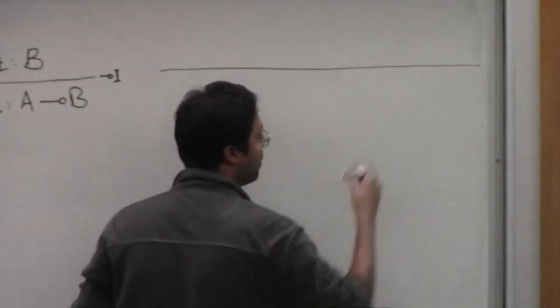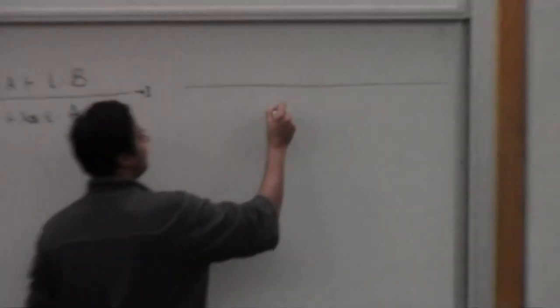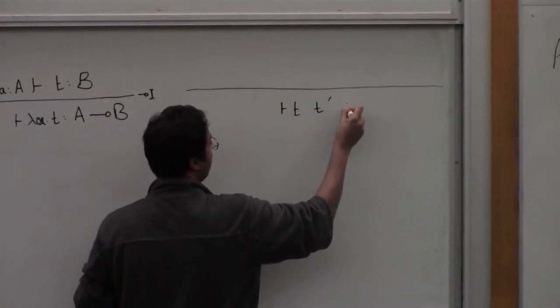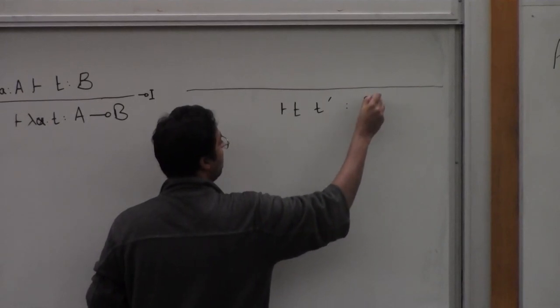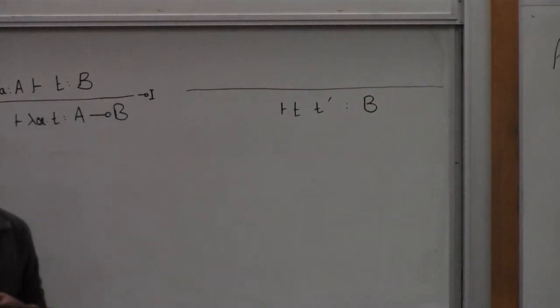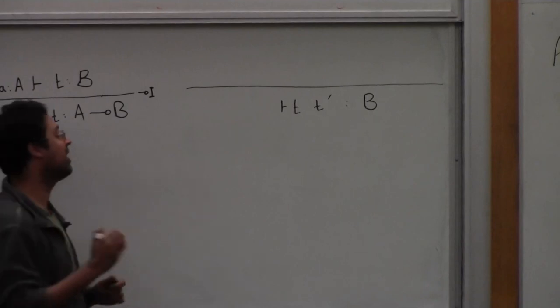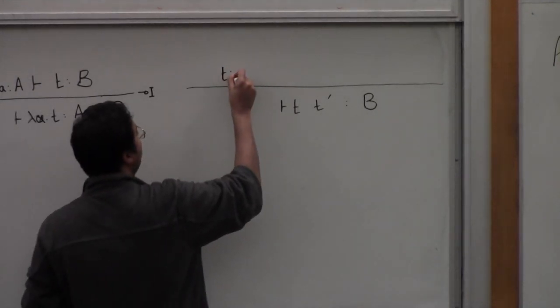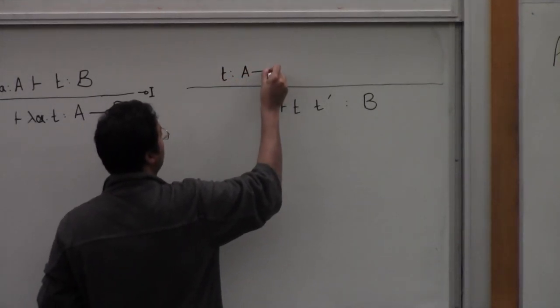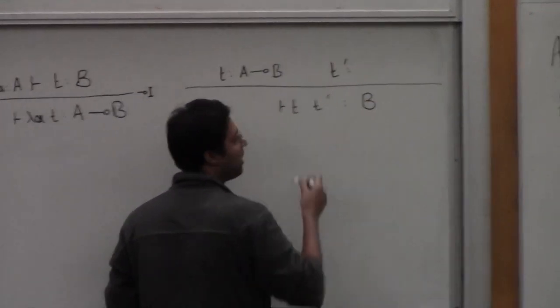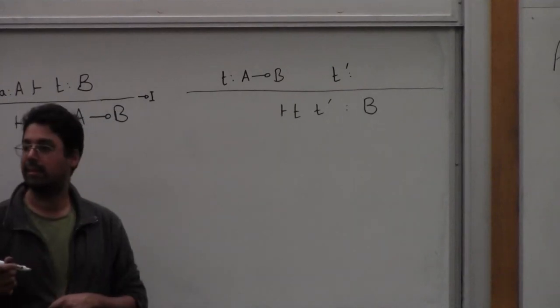Now, what we can do is we can go to the function case. So now, suppose that we want to say that t prime has the type b. So what type should t have? Yes, I don't know who said that, but I heard someone say a lolly b. So t should have the type a lolly b. And T prime should have the type A, yeah, that's right.